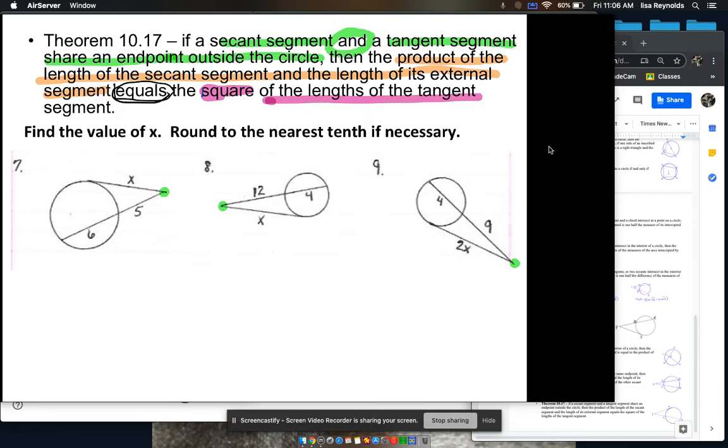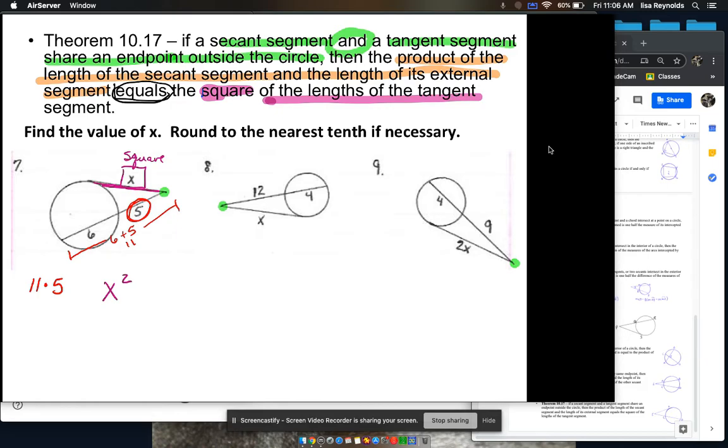So our calculation with the secant portion is the same as the previous one. So our secant, we need the whole thing and the external portion. So it's always the whole times the external. And then for the tangent, which is just the single piece, we take this one item and we square it. We take whatever that measurement is and square it.